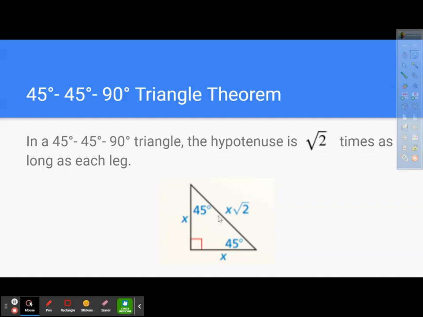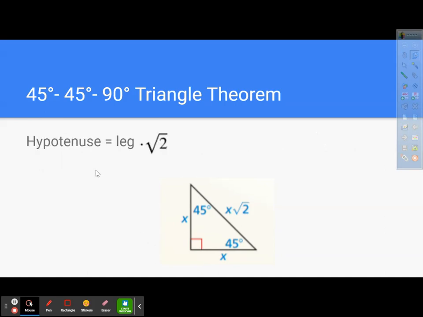Okay, so for instance, on an isosceles triangle, each of the sides are x. The hypotenuse is x times the square root of 2. So whatever x is, you just plug it in. So if x is 5, you would have 5, 5, 5 square roots of 2. If x is 20, 20, 20, 20 square roots of 2.